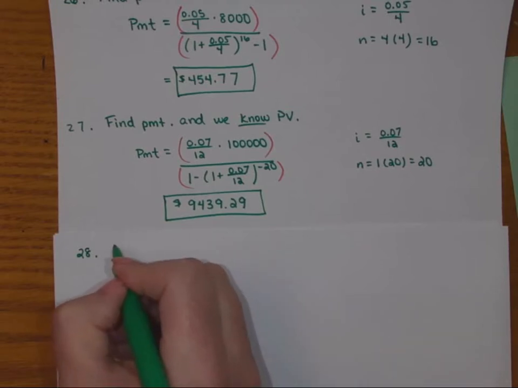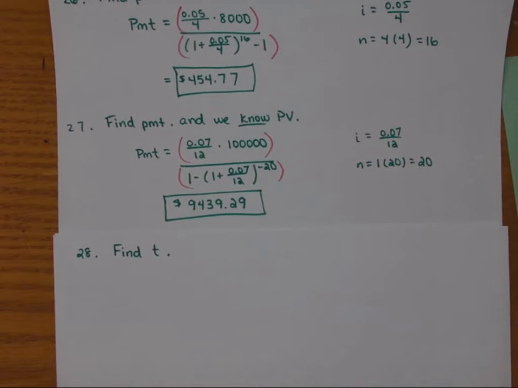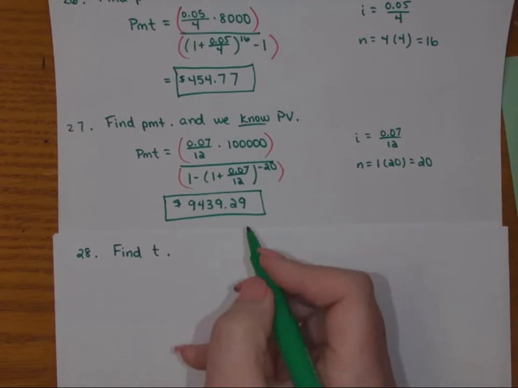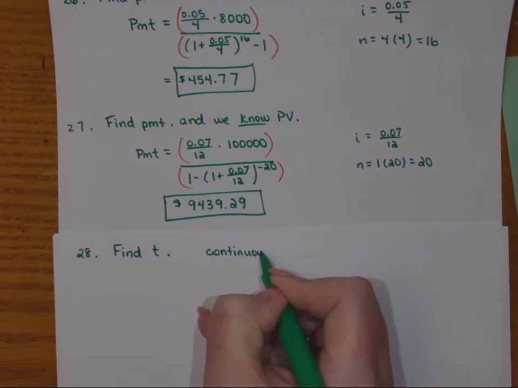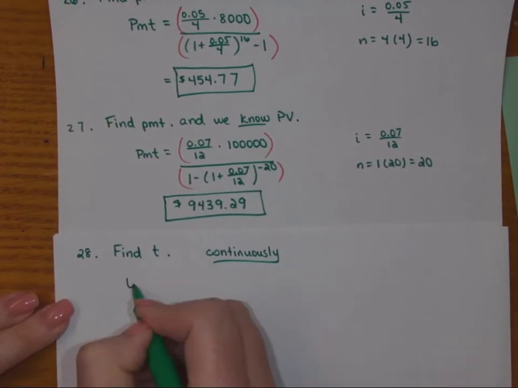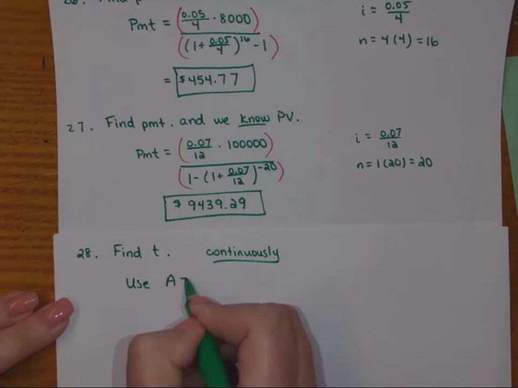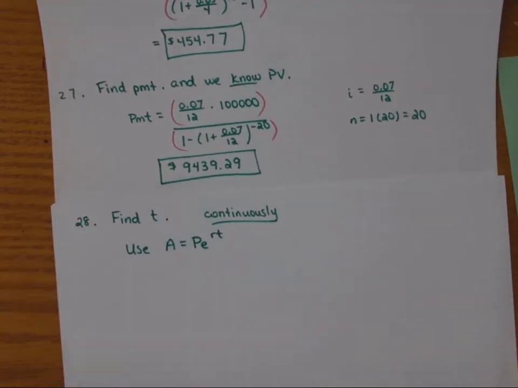Notice that I asked you to find out how long. So you're actually trying to find t. And also notice that the word continuously is used. So when we use continuously compounded interest, it's the PERT formula. Make sure you know that that's P times e to the RT power. Okay, let's read through the problem.